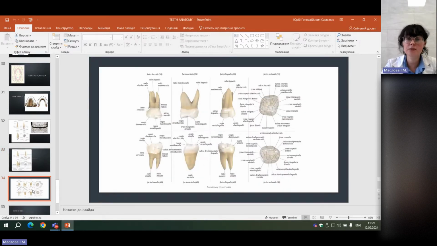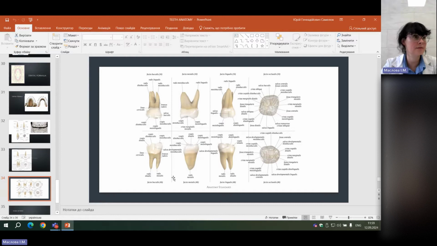And what about molars? On the slide, you see the upper molars. Each upper molar has three roots: two buccal and one palatal. Each lower molar has two roots, mesial and distal.